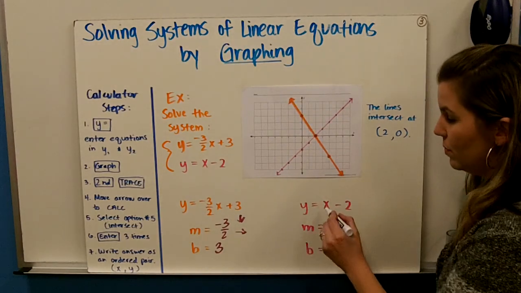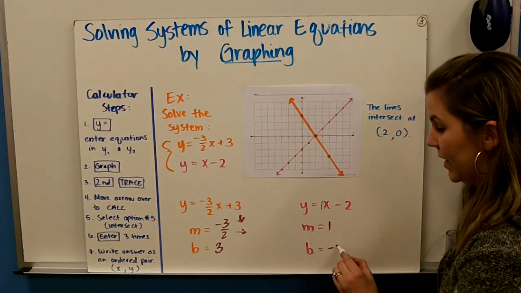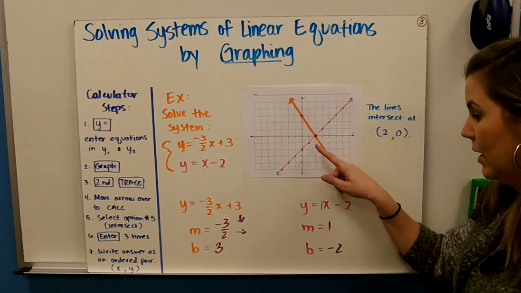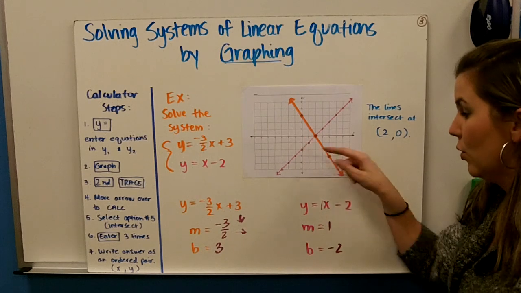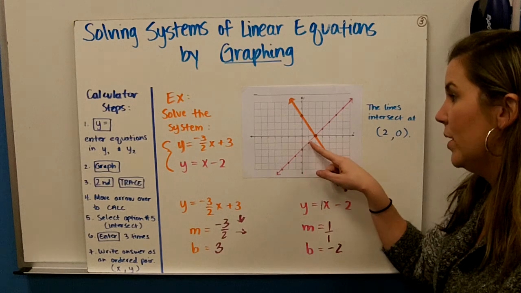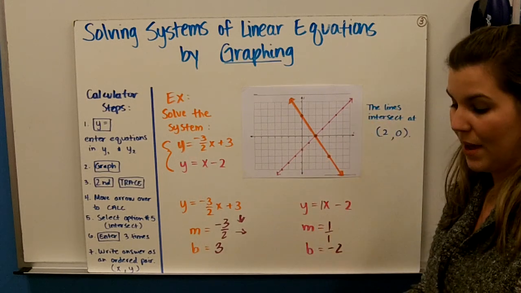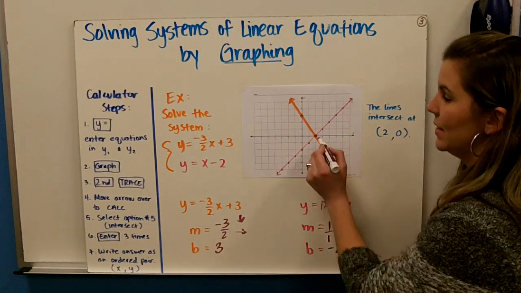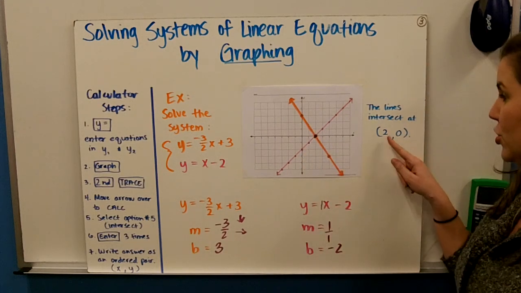Here I have a slope of 1 and a y-intercept of negative 2. You start at the y-intercept, go down 2, put a point. From that point, go up 1, right 1. Remember, 1 is the same thing as 1 over 1. So up 1, right 1, up 1, right 1, up 1, right 1. And you continue to make that pattern in both directions. You can see that these two lines intersect at this point, which is the ordered pair 2, 0.